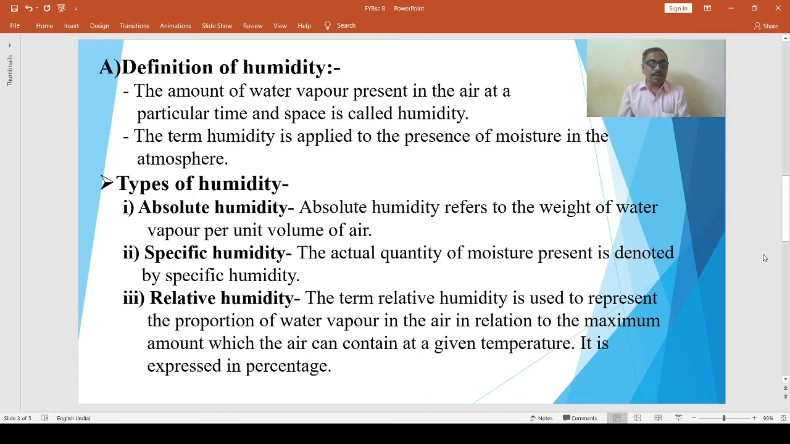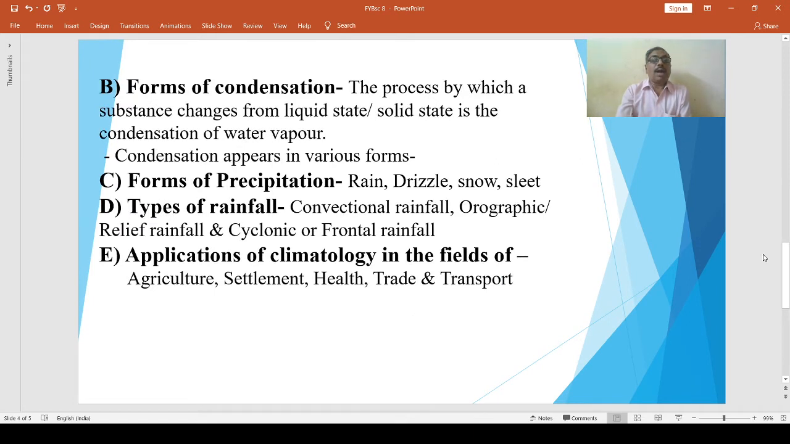It forms of condensation. Condensation appears in various forms. For example, fog, clouds, frost, dew, etc. are the result of condensation of water vapor. The process by which a substance changes from vapor to liquid state or solid state is the condensation of water vapor. In the atmosphere, condensation results from loss of heat.